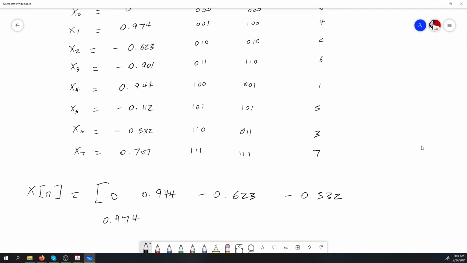Just breaking this into a separate line. Position 5, which is negative 0.112. Position 6, which is negative 0.901. And position 7, which is 0.707. And that brings us to the end of the inverse FFT process.